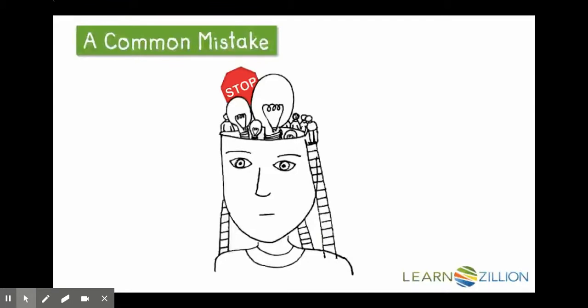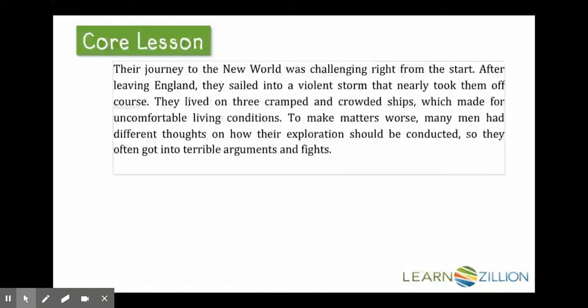A common mistake students make when reading is not stopping to think about the story. And when you don't stop to think about the story, oftentimes you miss important information such as the problem or solution. So in this lesson, we're reading The Settlers of Jamestown.